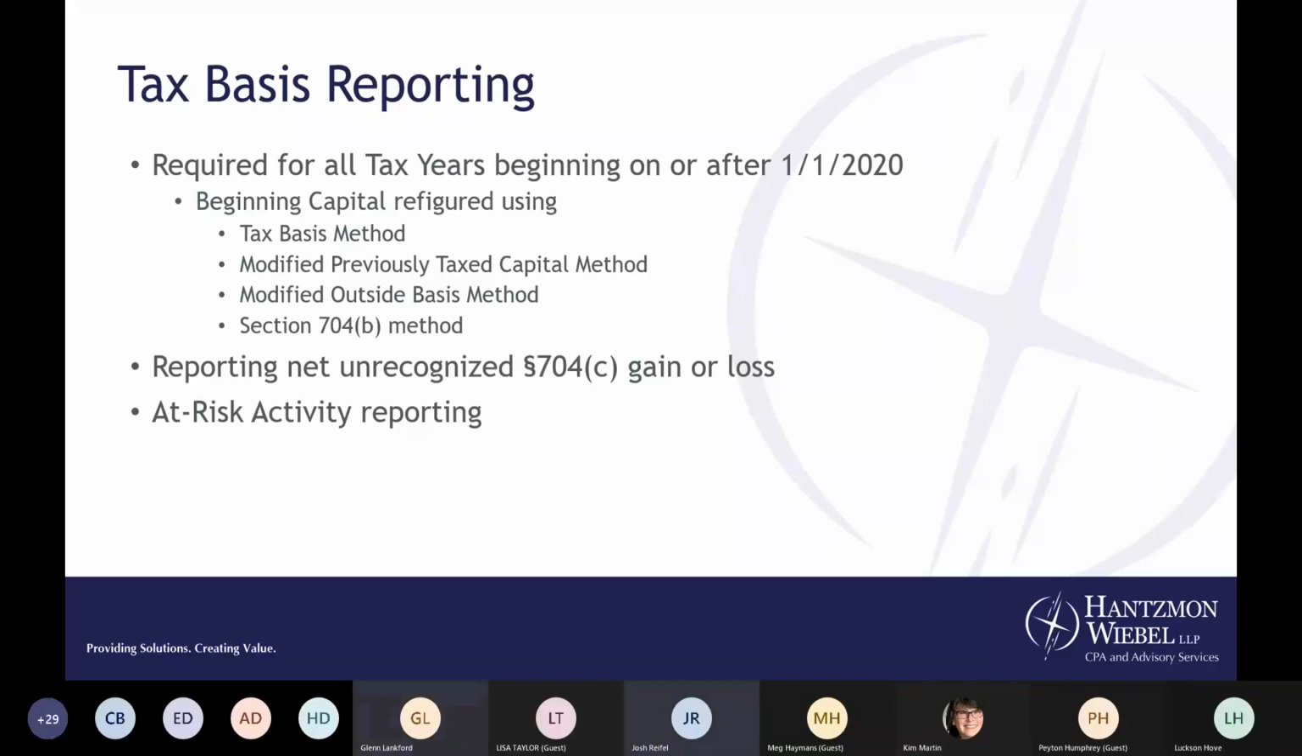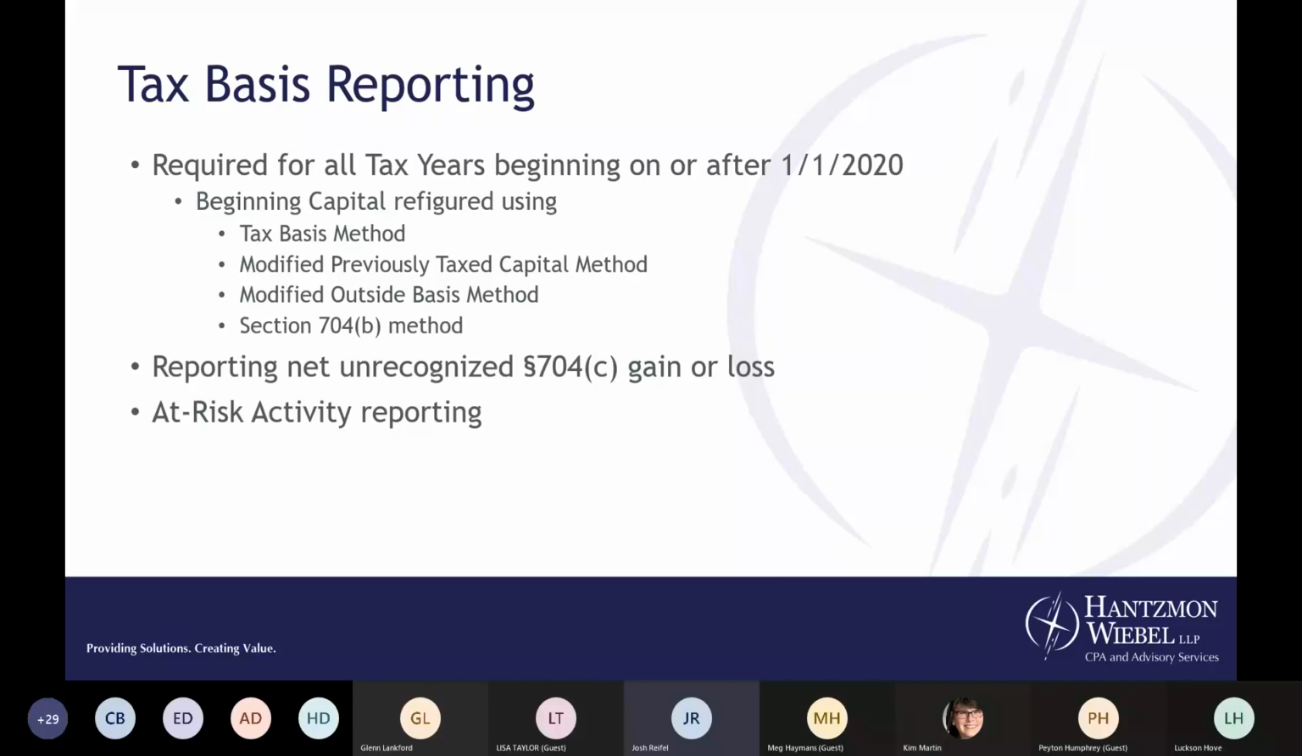In the 704B method, the amount reported as a beginning capital under the 704B method is equal to the 704B capital minus the partner's share of Section 704C built-in gain in the partnership's assets, plus the partner's share of Section 704C built-in loss. So, as David indicated earlier this morning, it could take a lot of work depending on how capital has been tracked or traced throughout the previous couple of years. Again, the instructions for the form are not the most specific, but they give a broad overview.